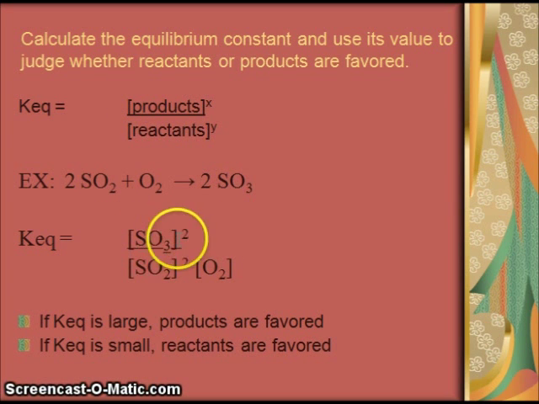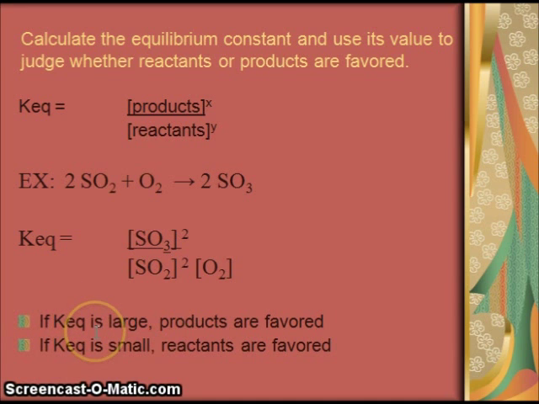Products, my product is the sulfur trioxide. Because the coefficient is 2, I will square that amount. Because sulfur dioxide also has a coefficient 2 in front of it to write the balanced equation, we'll have for reactants SO2 squared, and this will be multiplied by the amount of O2. Please note that there is no exponent here because there is no coefficient that's used here.